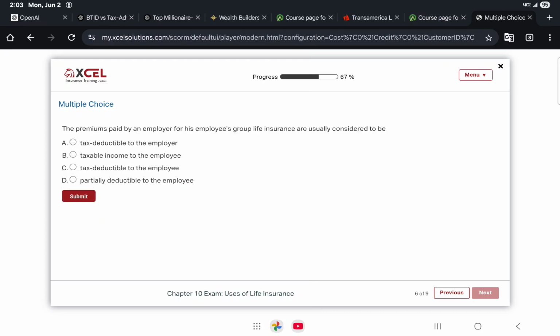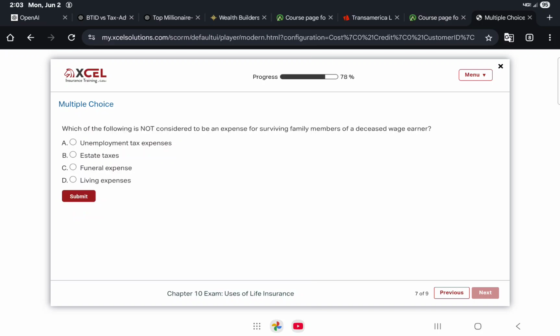The premiums paid by an employer for his employees' group life insurance are usually considered to be tax deductible. Okay, so the premiums paid by an employer for his employees' group life is tax deductible to the employer. Taxable income, nope. Tax deductible to the employee, nope. They have no deductions. Partially deductible, nope. So it's going to be tax deductible for the company.